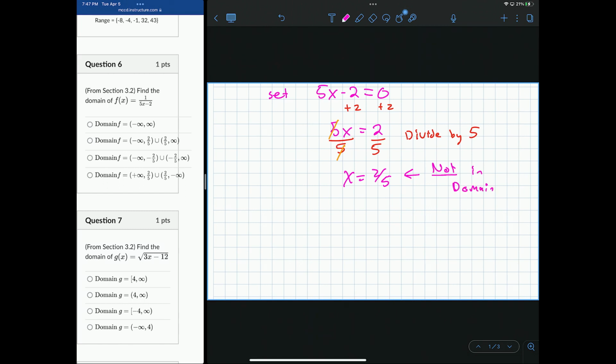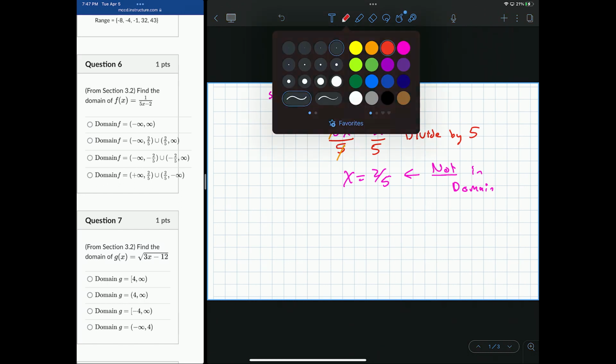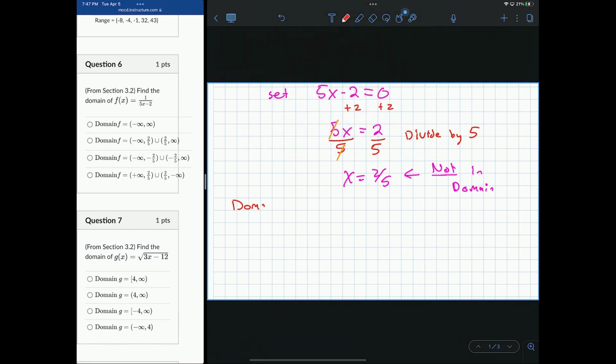So the way you would say all the numbers except that number is as follows. We want to say everything except 2/5. So the domain of f is equal to, you go negative infinity, always start with negative infinity, going up to 2 over 5, parentheses, leave out the 2 over 5. So this is all the numbers less than 2/5. And then we do a union with 2/5 to infinity, that's positive infinity. And this is going to be all of the numbers greater than 2/5.